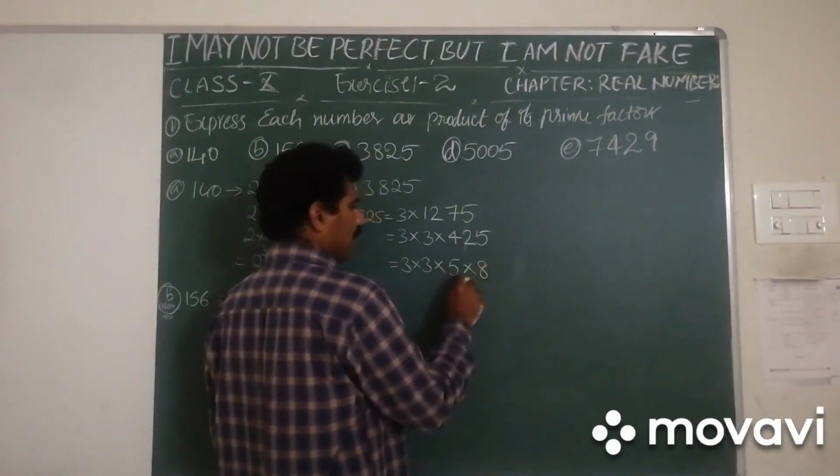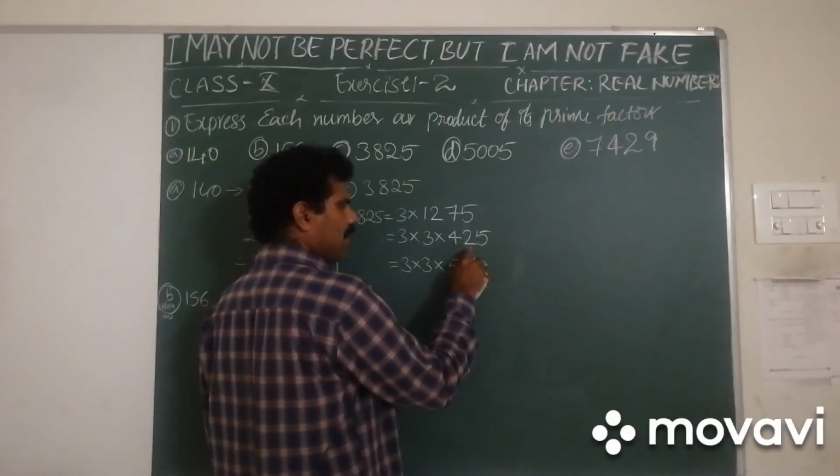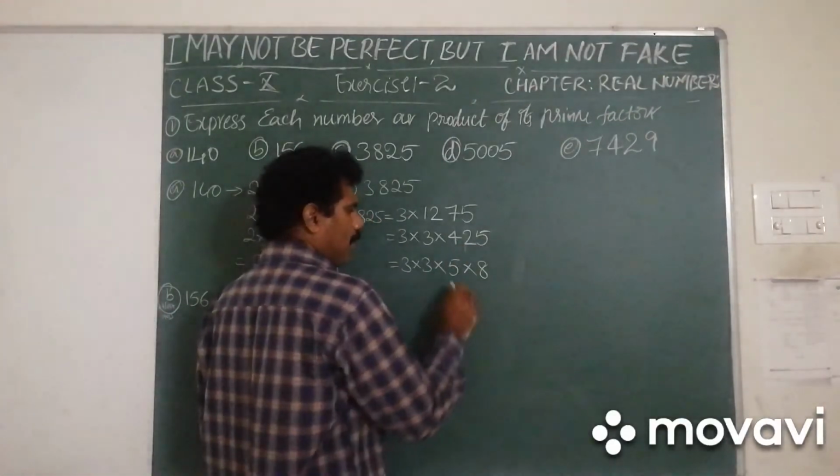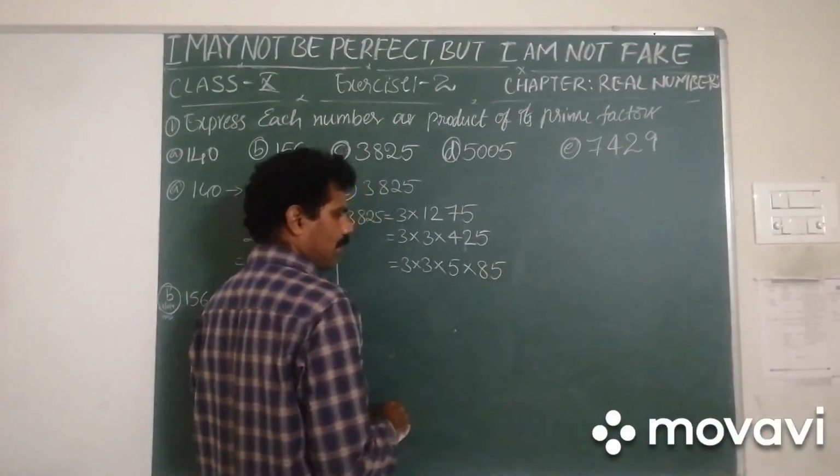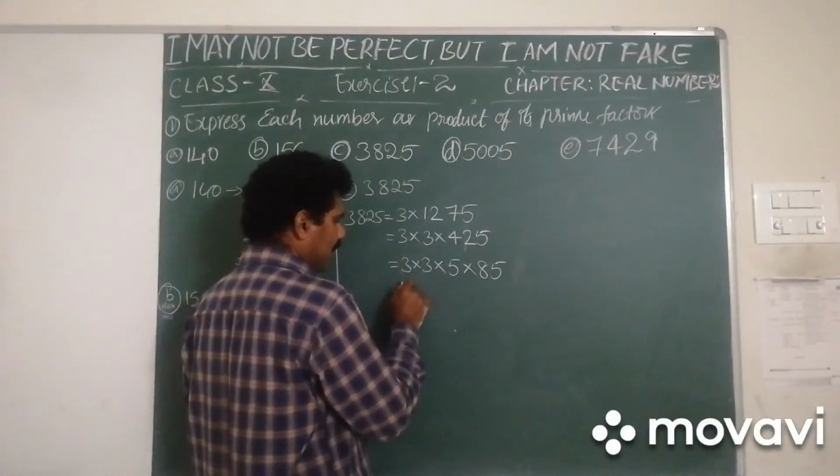42. So 8 times 5 is 40, so you will be having 2. So 2, 5, 25. So 5 5s are 25. Isn't it? Yes. Now let me divide again this.